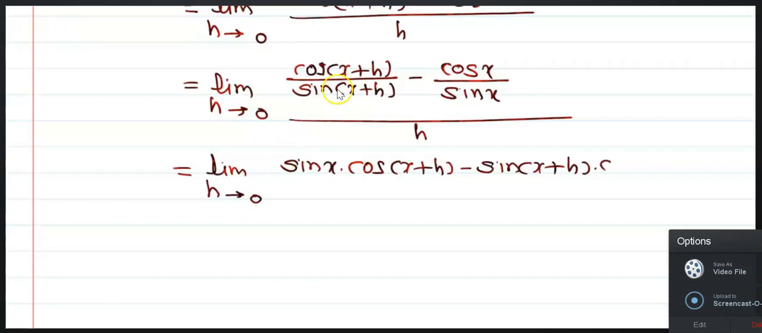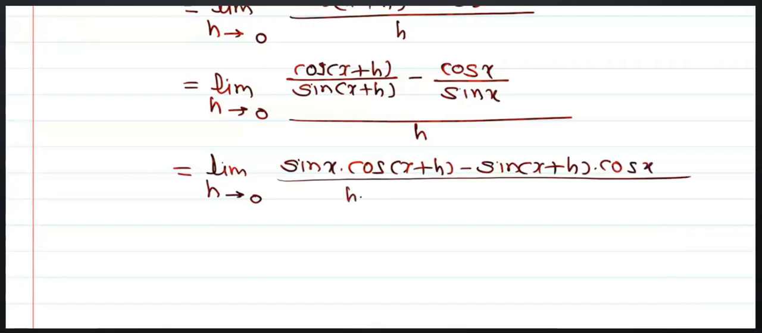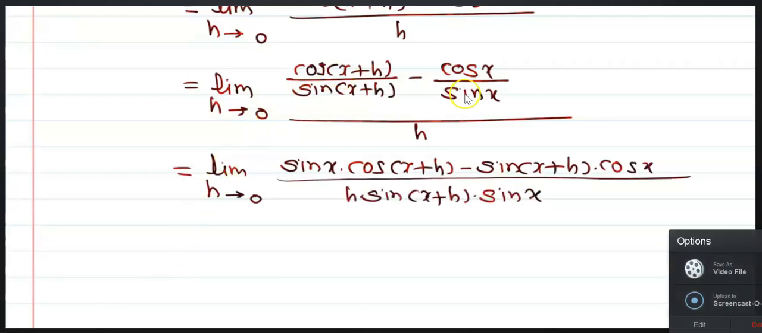Now here, if you make the cross multiplication, then you will get like this. That is sine of x cos of x plus h minus sine of x plus h into cos of x, upon h into sine of x plus h into sine x. Now this is the expansion of sine of a minus b. What is here a? A is x and b is x plus h. Now see this here.